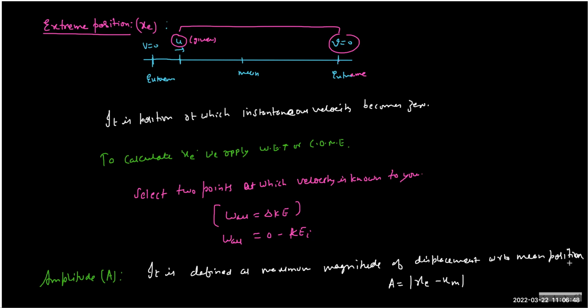Sir, can you explain how to calculate the amplitude of it? Take the difference of extreme and mean. That's it. X is the coordinate of the extreme position. With respect to some random origin, the extreme position is found to be at a coordinate xe. The mean is found to be at a coordinate xm. Then take the difference. That's the amplitude. That's it. Understood?